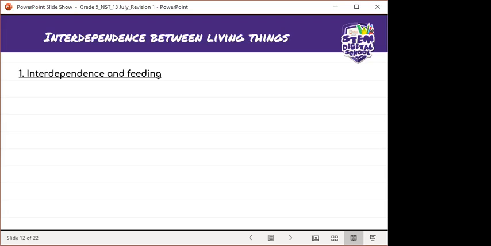So can you guys give me an example of how animals and plants would depend on each other for food? And that is what we mean by interdependence in feeding. Give me an example of how animals or plants would depend on each other for food.